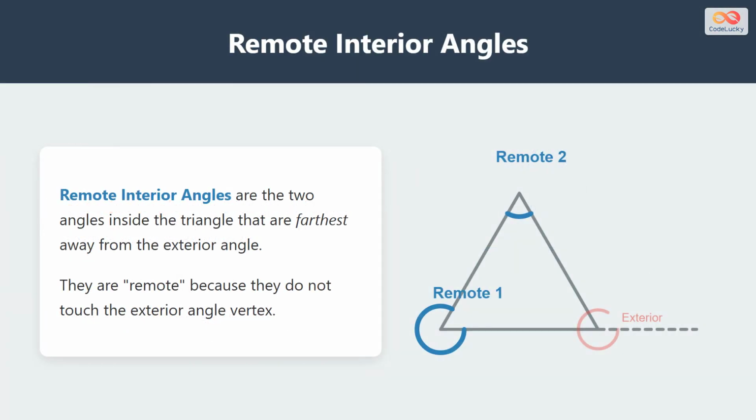Now, let's look at the angles inside the triangle. Specifically, we want to find the remote interior angles. These are the two angles inside the triangle that are farthest away from our exterior angle. They are called remote because they do not touch the vertex of the exterior angle. Here, they are marked in blue.